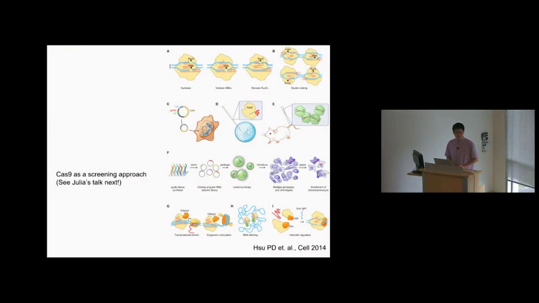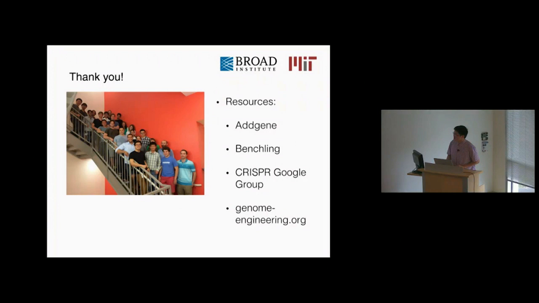So finally, Cas9 can also be used as a screening approach, where instead of delivering one or two guides, we can simultaneously deliver a whole collection of 20,000 to 100,000 guides to knock out or activate genes on a genome-wide scale. So Julia will be talking about that in the next hour. I want to save some time for questions, so I will end my slides there.